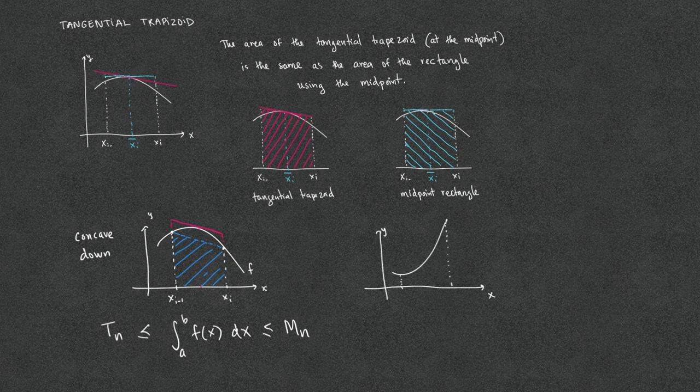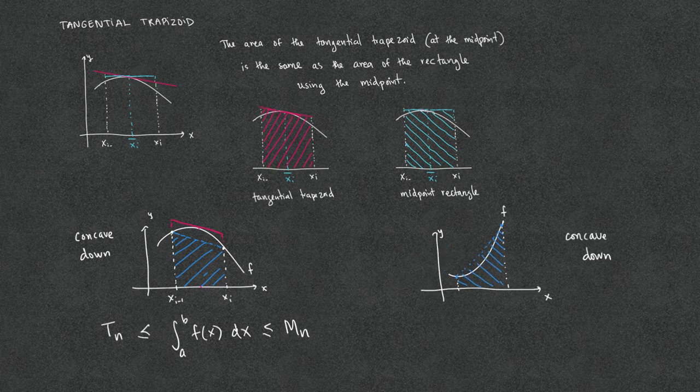Similarly, when the graph of the function f is concave up, then the trapezoid used in estimating the area under the curve above the x-axis is now above the tangential trapezoid, but the tangential trapezoid represents the midpoint rectangle. Thus, in this case, when f is concave up, the trapezoid rule is an overestimate and the midpoint rule is an underestimate.